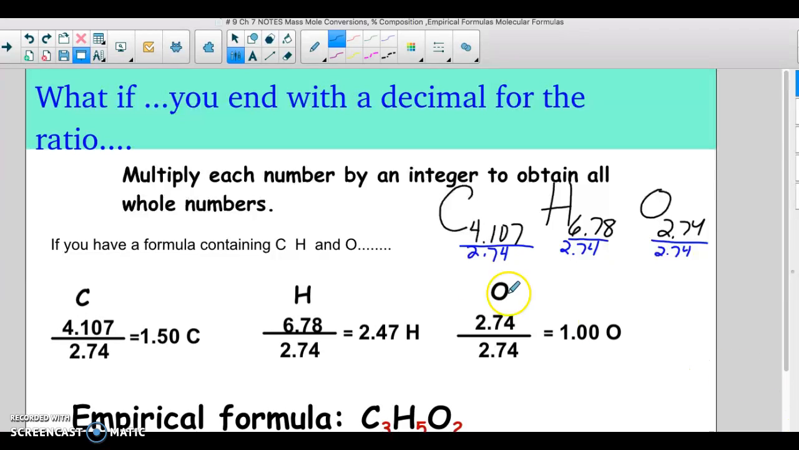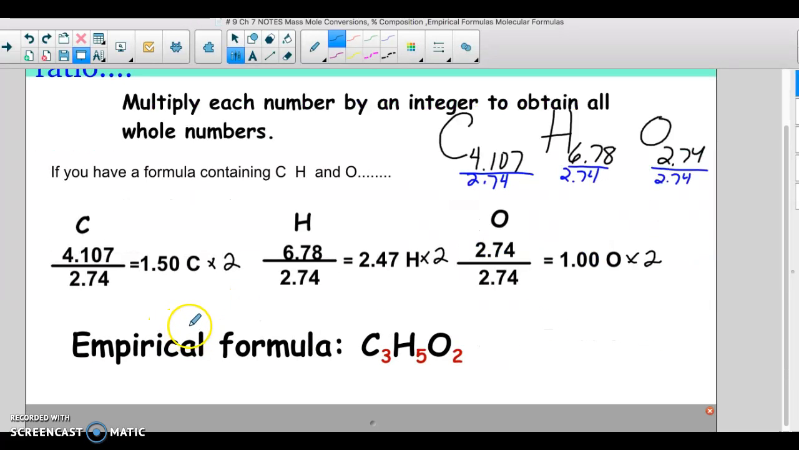So what happens when, after we divide, let's say this was our calculation and we're going to get a 1, a 2.47, and a 1.5. These are not close enough to round. You wouldn't want to round that down to 2 or that up to 2. So what we do is multiply all of these moles by 2, and then we'll get whole numbers. When I do that, I'm going to get 3 moles of carbon, sorry, 5 moles of hydrogen, and 2 moles of oxygen.